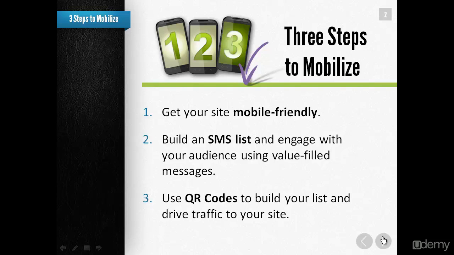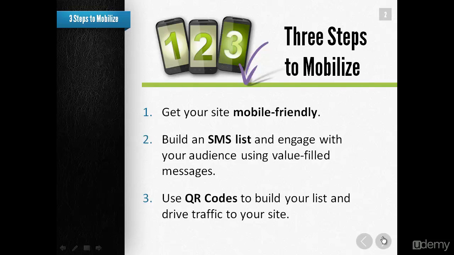All right, what are the 3 steps to mobilizing? The first one is to get your WordPress site mobile friendly. This is the one that's most obvious. This is making sure that your site is accessible by mobile devices. The second step is to build an SMS, a text message list, and engage with your audience using value-filled messages.